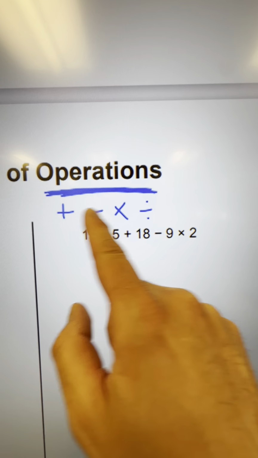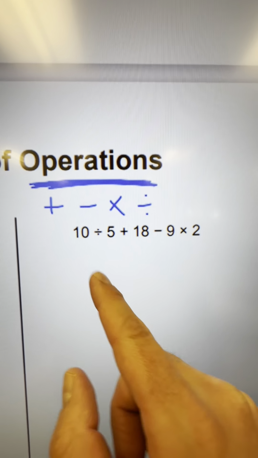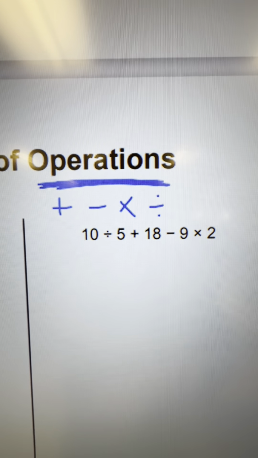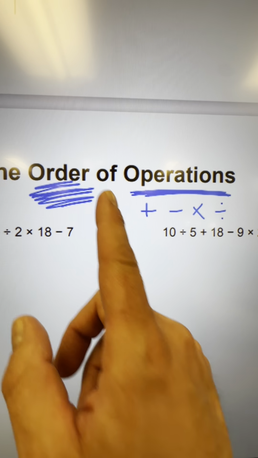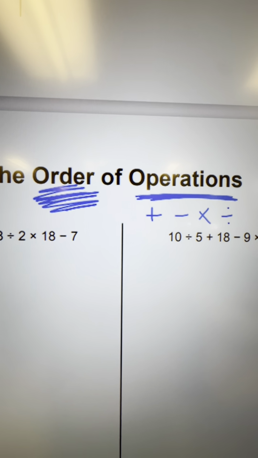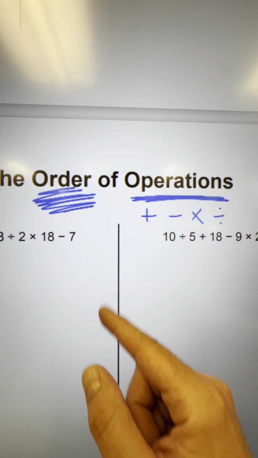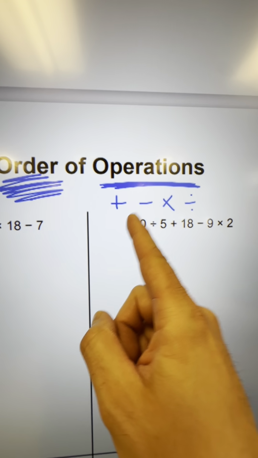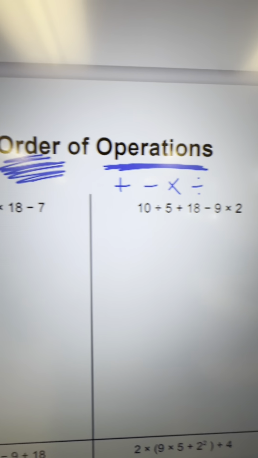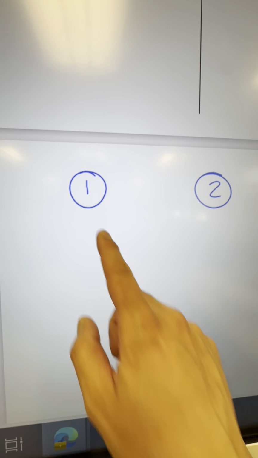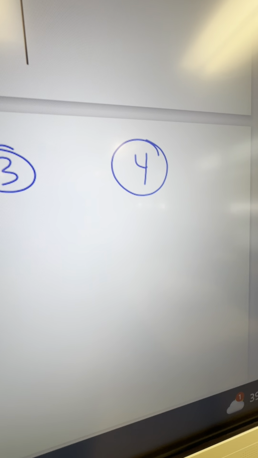So in math, there are 4 operations you're going to be working with. An operation is either addition, subtraction, multiplication, or division. For order of operations, the order is the most important thing. Order of operations is simply saying the order in which we're going to be doing addition, subtraction, multiplication, and division in expressions just like these. And there are 4 steps to the order of operations.